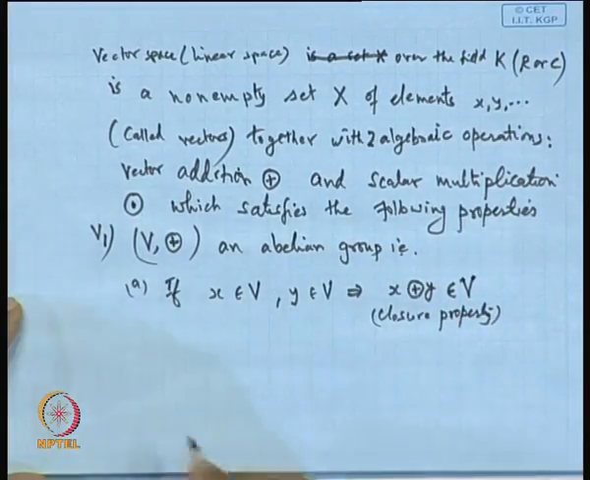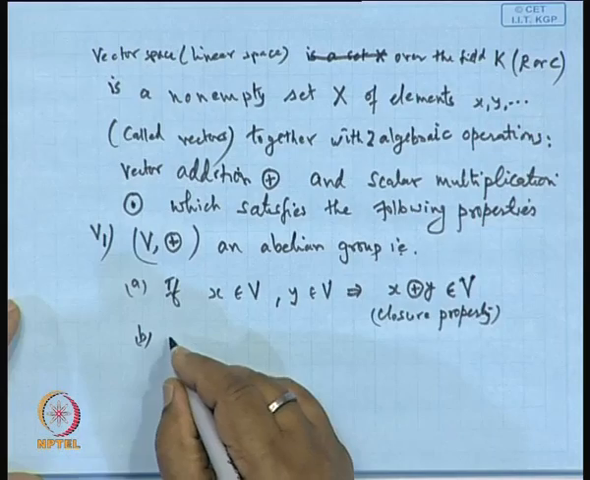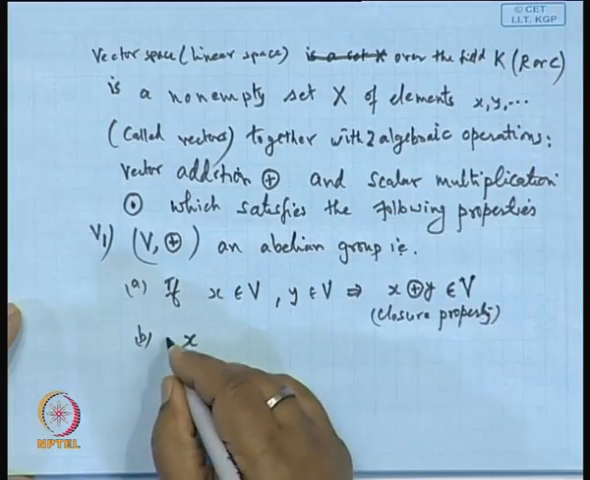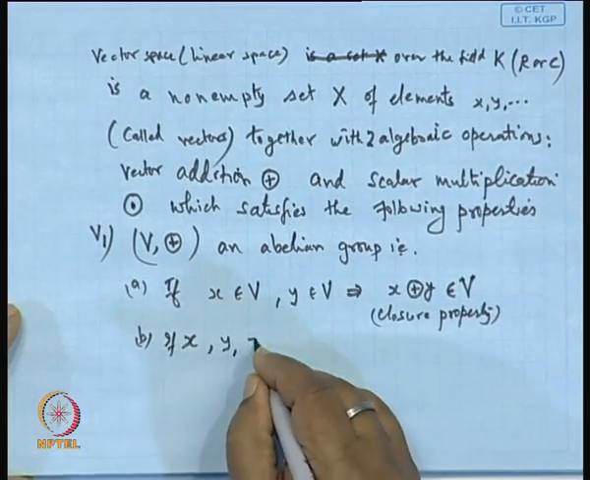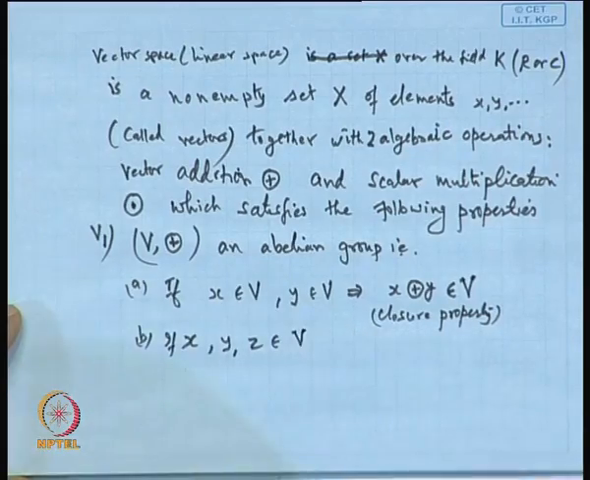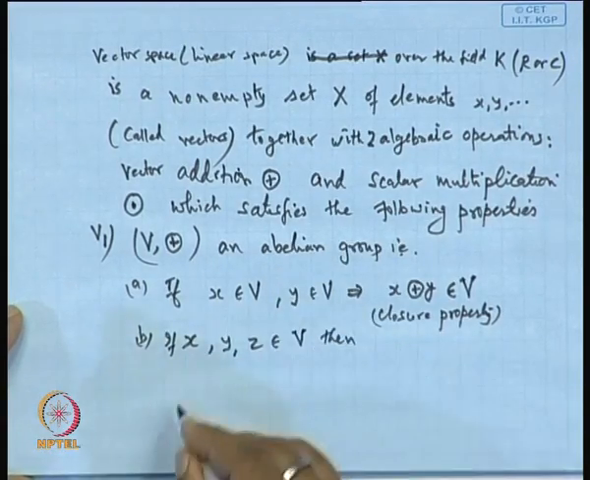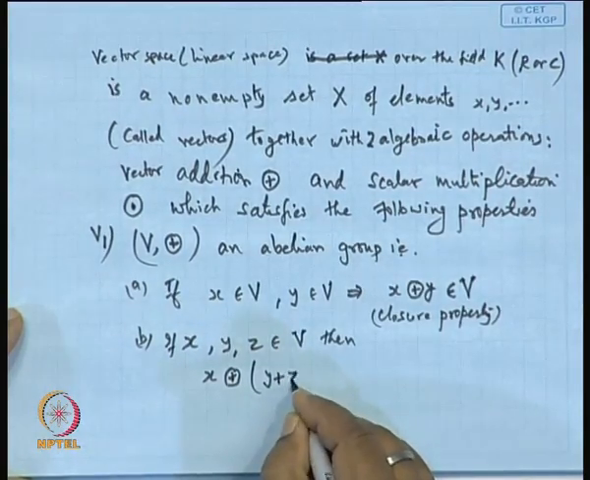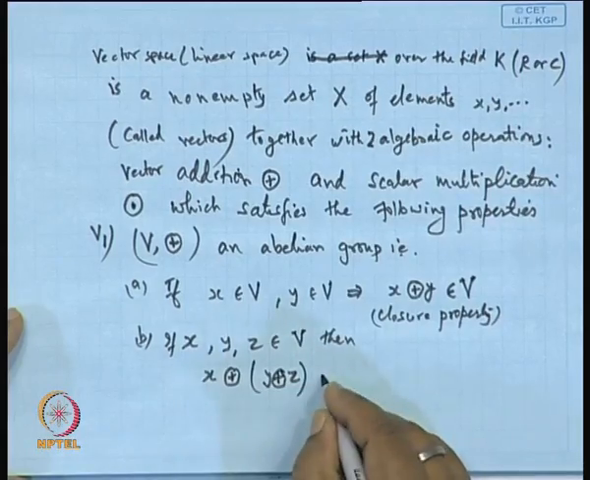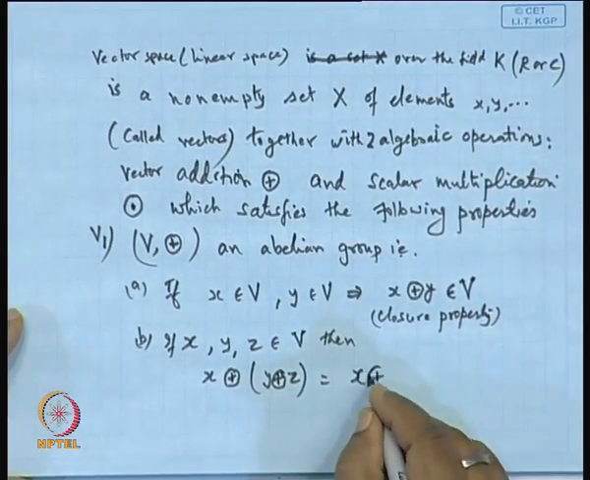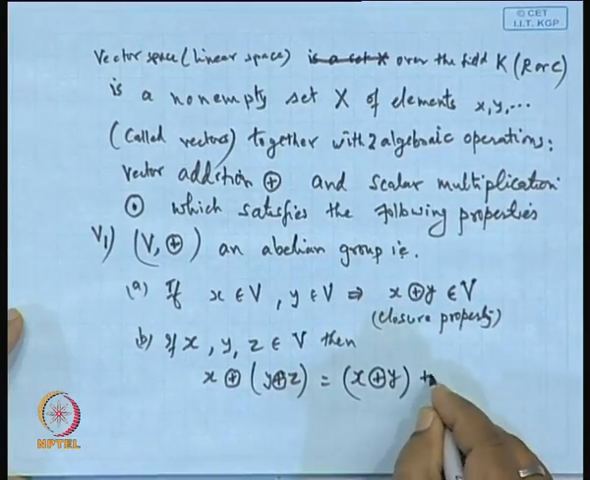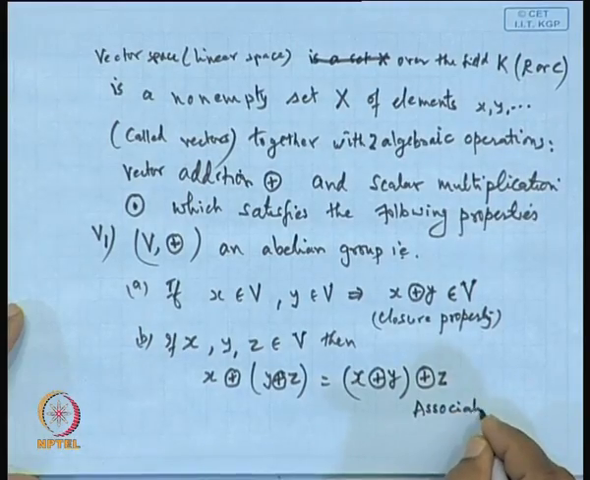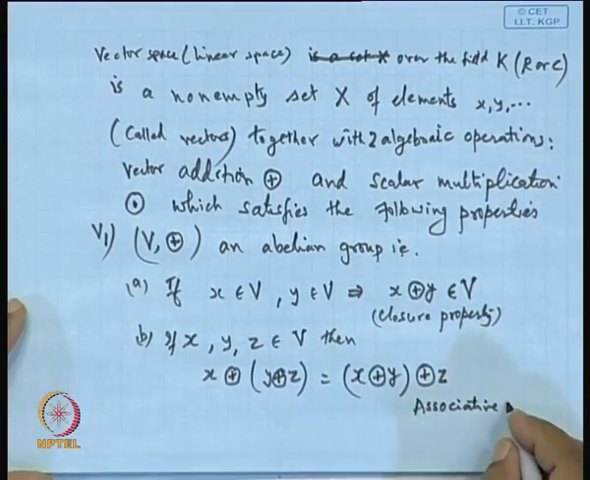Then if x, y and z are any arbitrary three points of V, then x plus y plus z, that is (x plus y) plus z, will be equal to x plus (y plus z), which is known as the associative property.